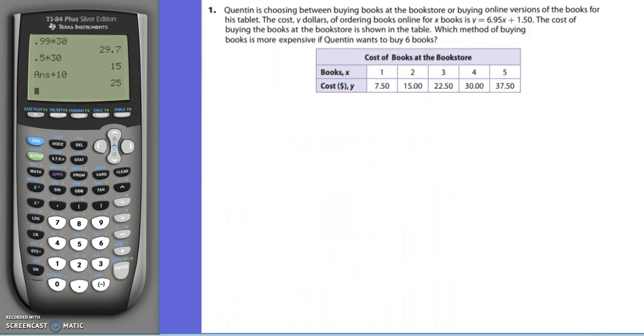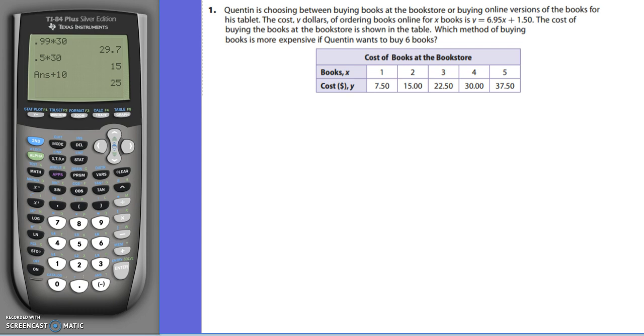On number 1, it says Quentin is choosing between buying books at the bookstore or buying online versions of the books for his tablet. The cost y dollars of ordering books online for x books is $6.95x plus $1.50. The cost of buying books at the bookstore is shown in the table. Which method of buying books is more expensive if Quentin wants to buy 6?